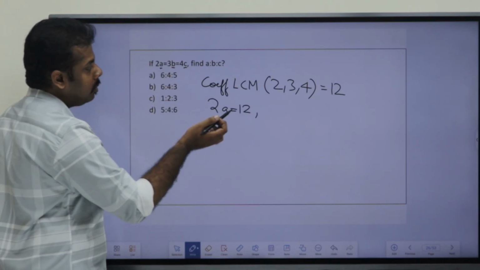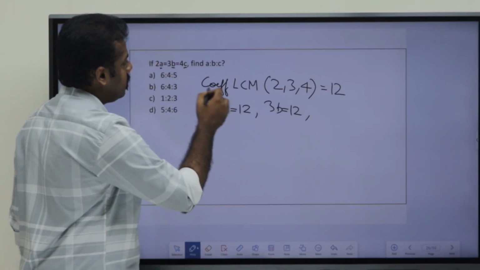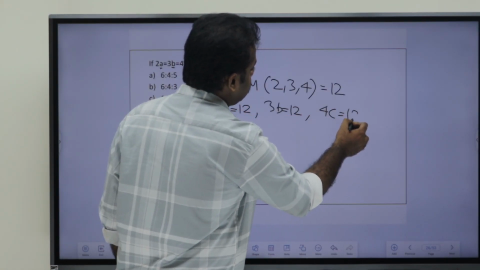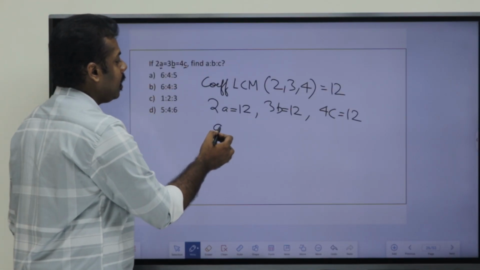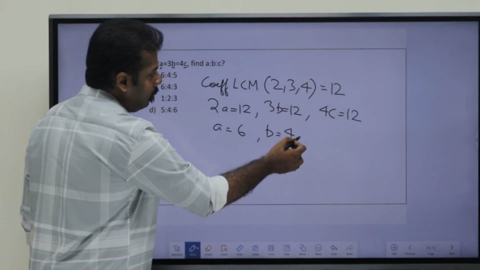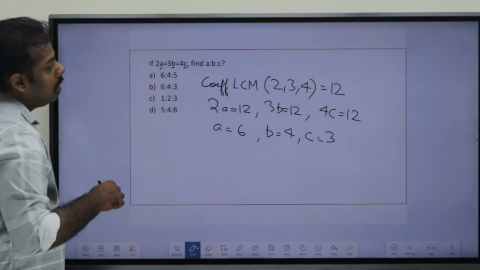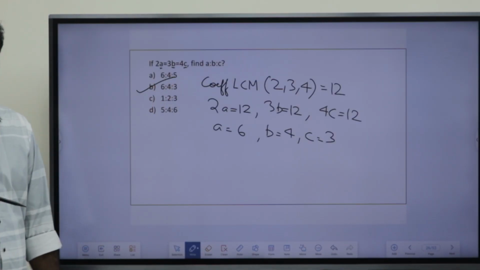Likewise, 3b has to be related with the LCM. Likewise, the third value also has to be related with the LCM. So as we know 2a is 12, so a has to be what? a has to be 6, then b has to be 4 and the value of c is 3. So we have got the final answer that the ratio of a, b and c is 6 is to 4 is to 3.